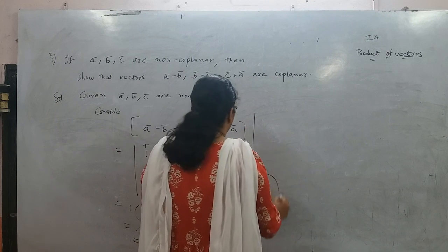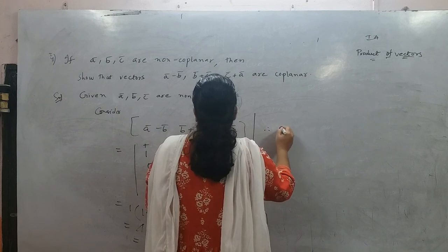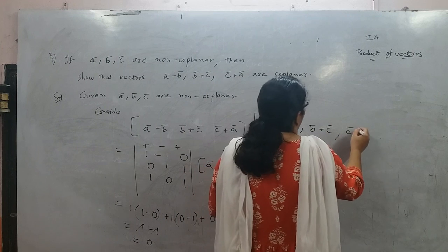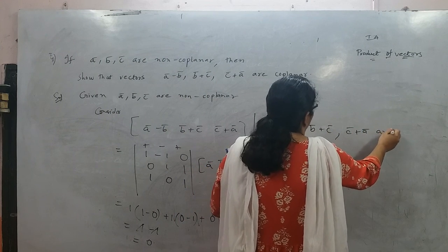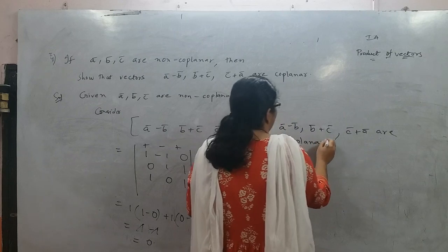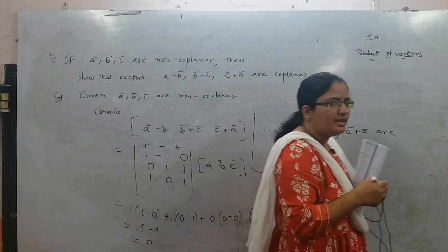Therefore, a bar minus b bar, b bar plus c bar, c bar plus a bar are coplanar. So that's about today's class, children. We shall continue in the next.